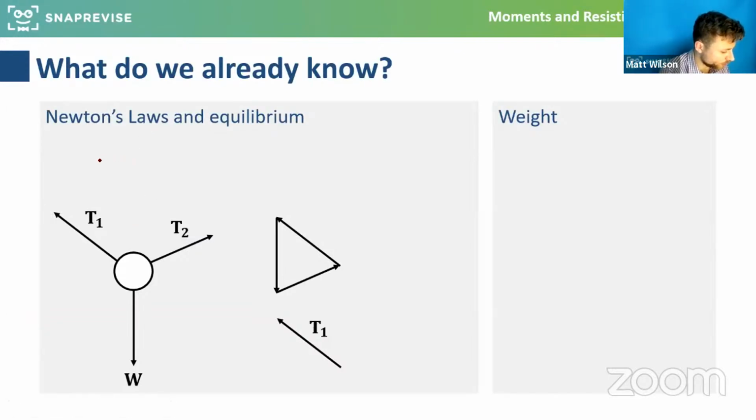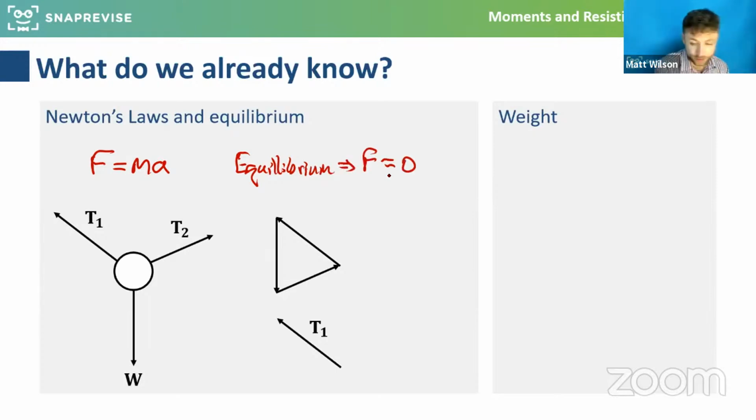Okay, fantastic. So just to review, we had Newton's second law, which says F is equal to ma. And we said that equilibrium means that the resultant force, because this F in F equals ma is the resultant force, equilibrium means the resultant force is 0.